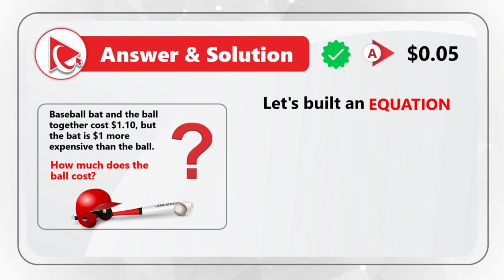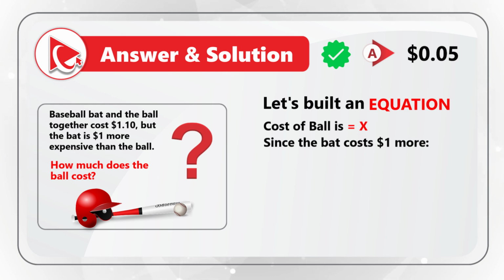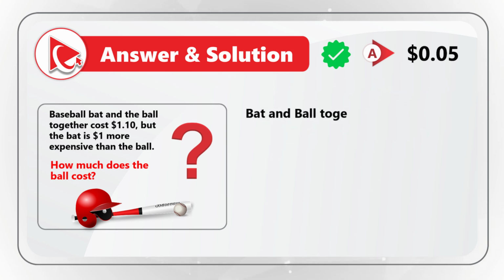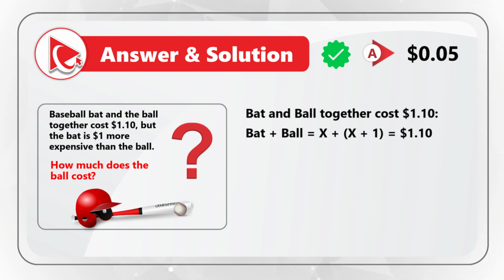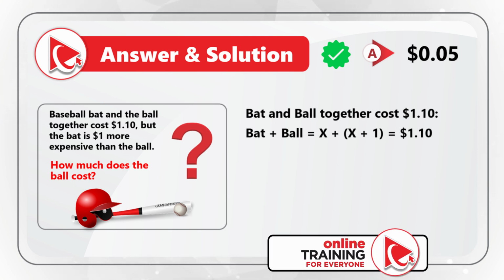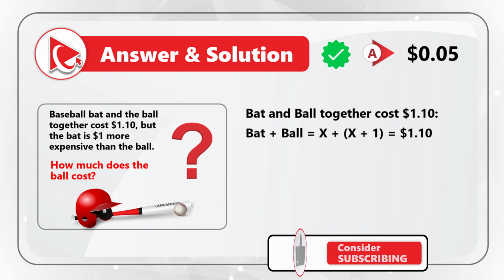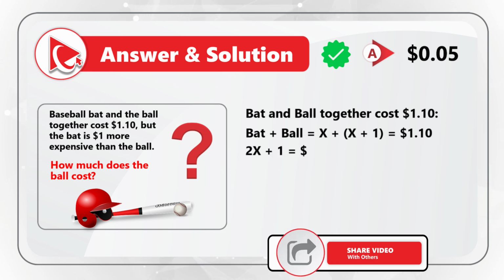Let's build a quick equation. The cost of a ball would be X. And since the bat costs $1 more, the cost of the bat would be X plus $1. Now we can take advantage of the fact that the ball and the bat together cost $1.10. Bat plus ball would be equal X plus X plus 1 and would be equal $1.10, which would mean that 2x plus 1 would be equal $1.10.